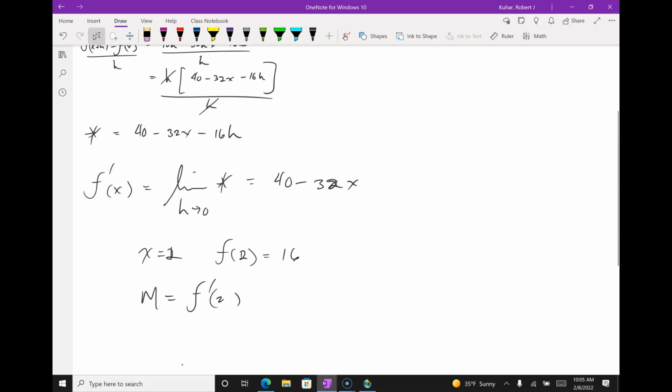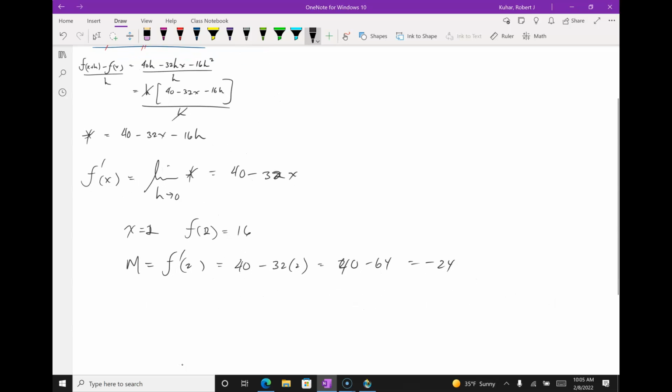Yeah, 16, yep. So the slope, though, is 40 minus 32 times 2. That's 40 minus 64. That's negative 24. Recognize it. And then my tangent line is y minus 16 equals negative 24 times x minus 2.